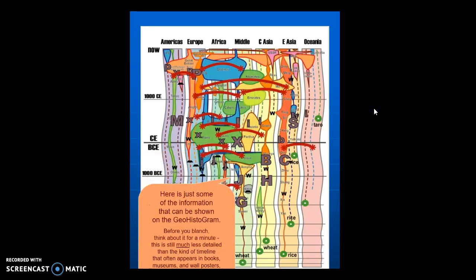So the GeoHistogram can be incredibly hectic. The GeoHistogram can be this. I wouldn't ever do this to my students, but just to show the wide range of what it can be. Essentially, let's simplify it. Y-axis, time, x-axis, geographic regions, and then we see some empires, and we see some farming, and we see some iron, and we see some religion, and the story of human history is complex, and it's interesting, and it's involved, and the GeoHistogram is a tool to make sense of it.